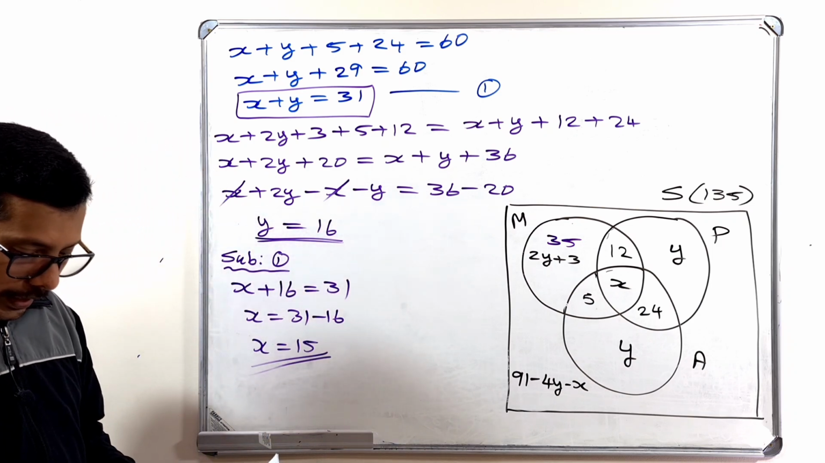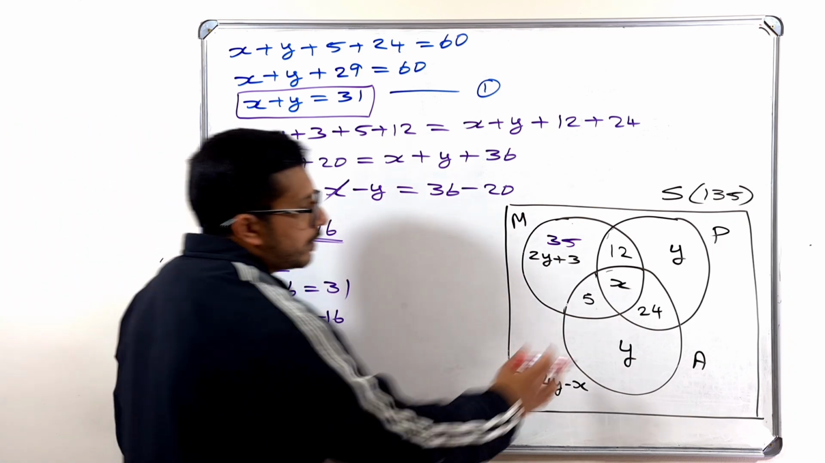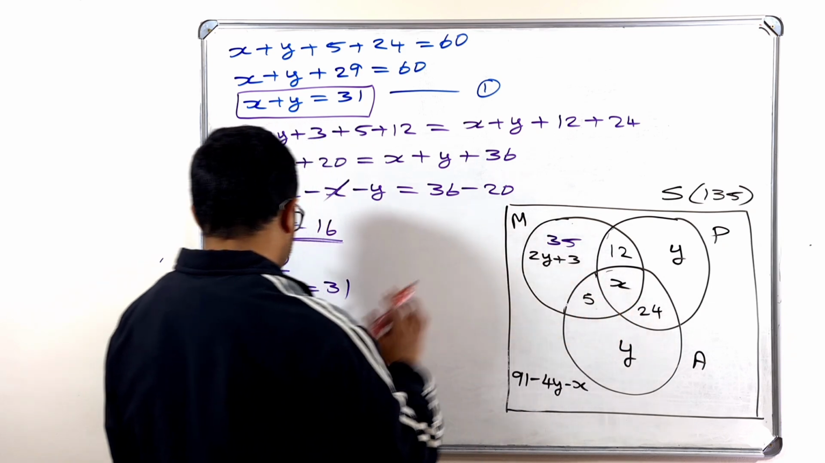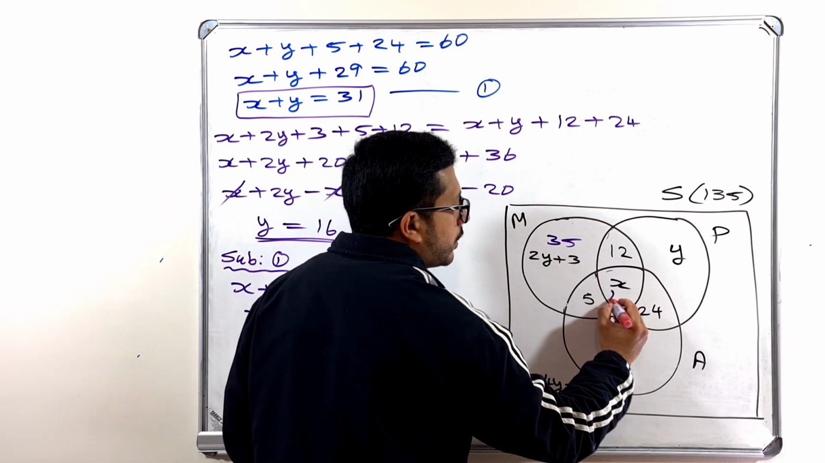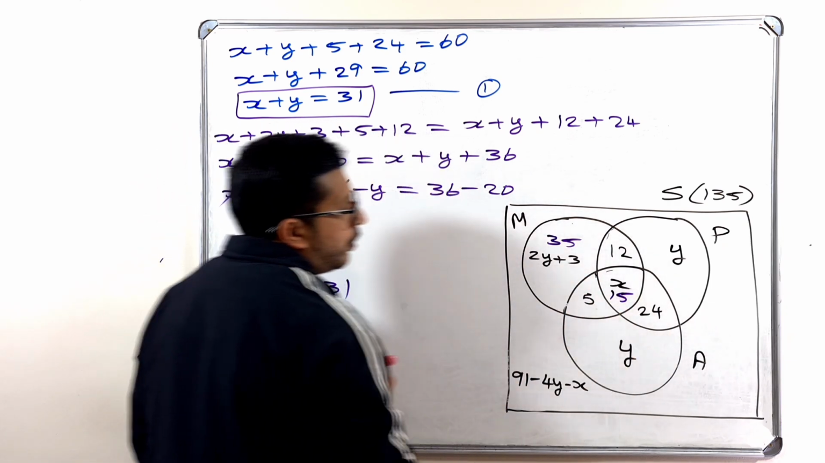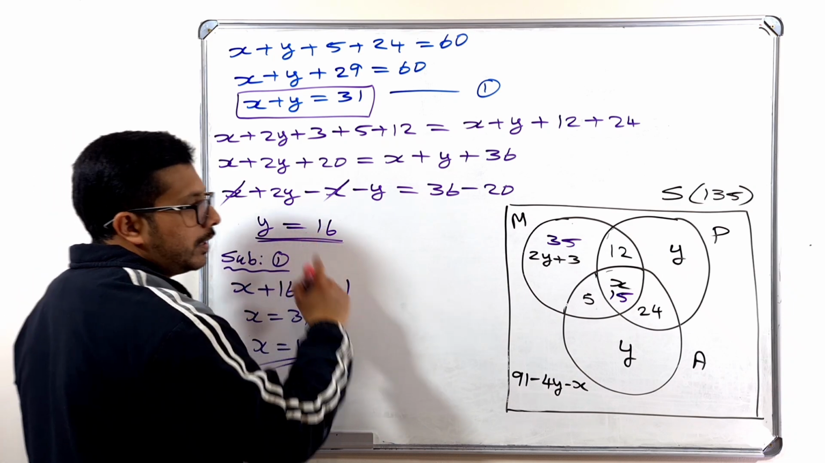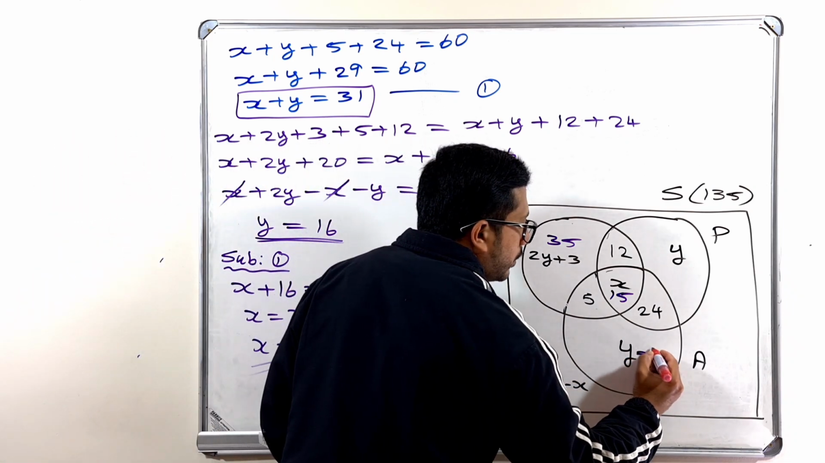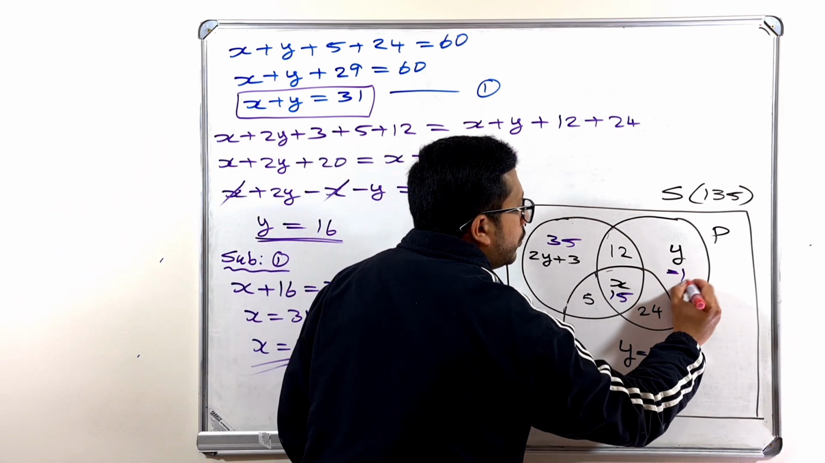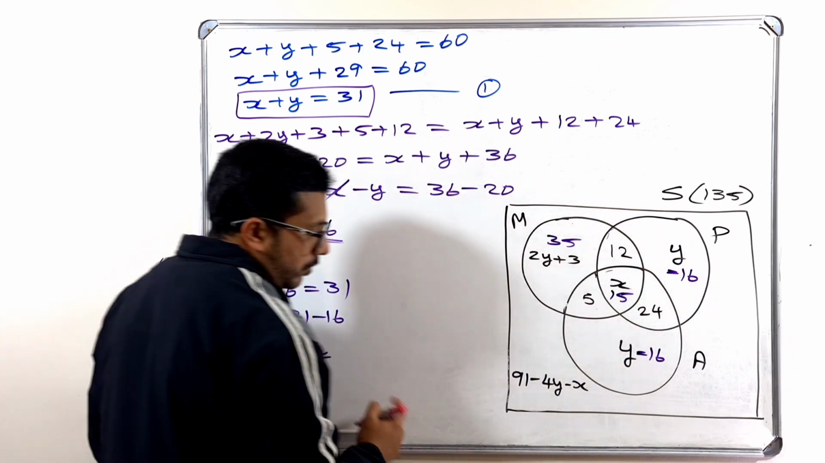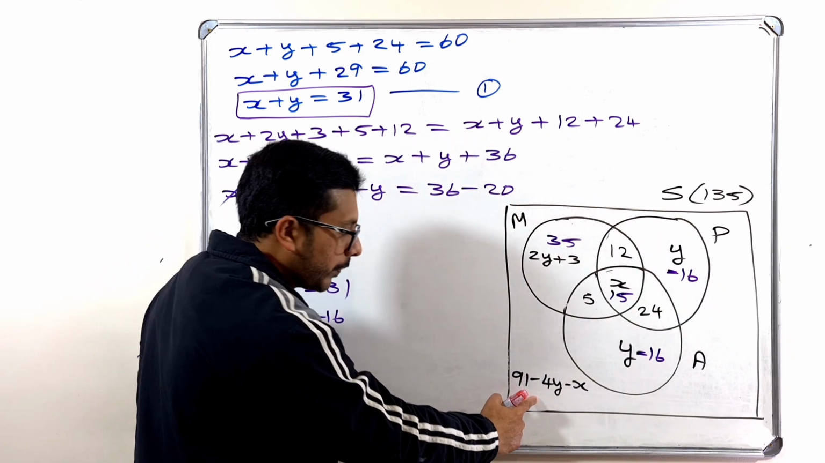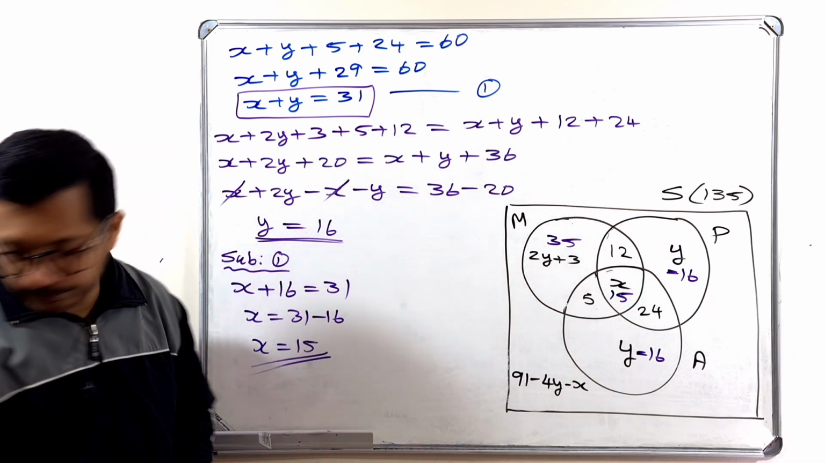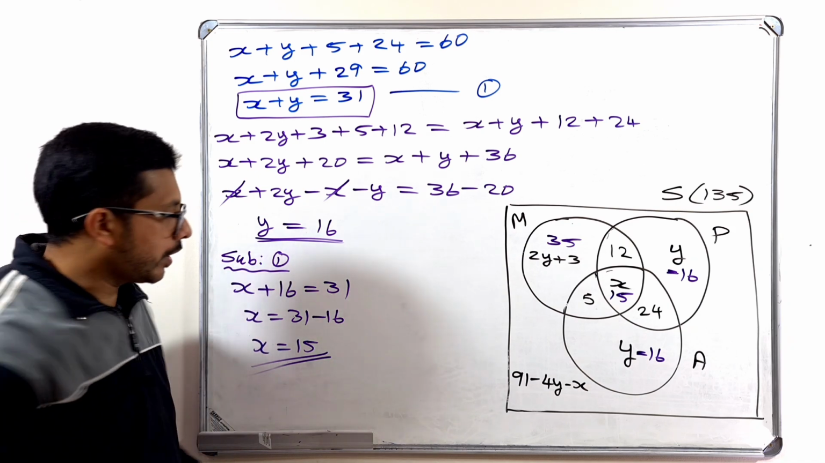Okay, then the next one, x. What is x? That's a straight answer, 15. We got x as 15. Now y is 16. That means this one is 16 and this one is also 16. What is outstanding? This number. So there you have to substitute. Check in your calculator also.